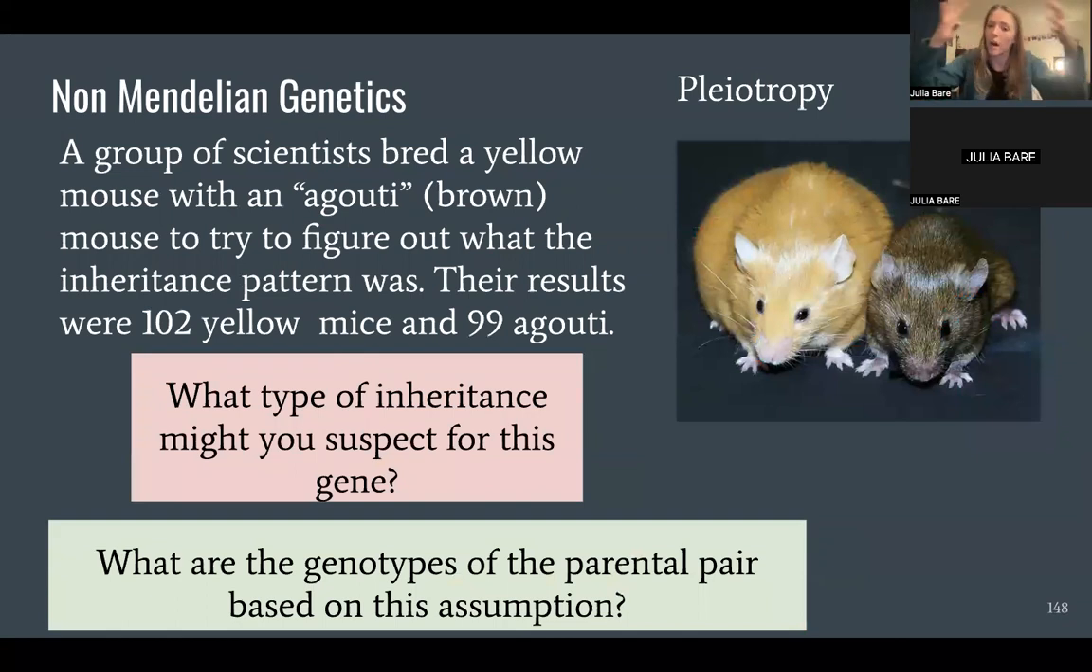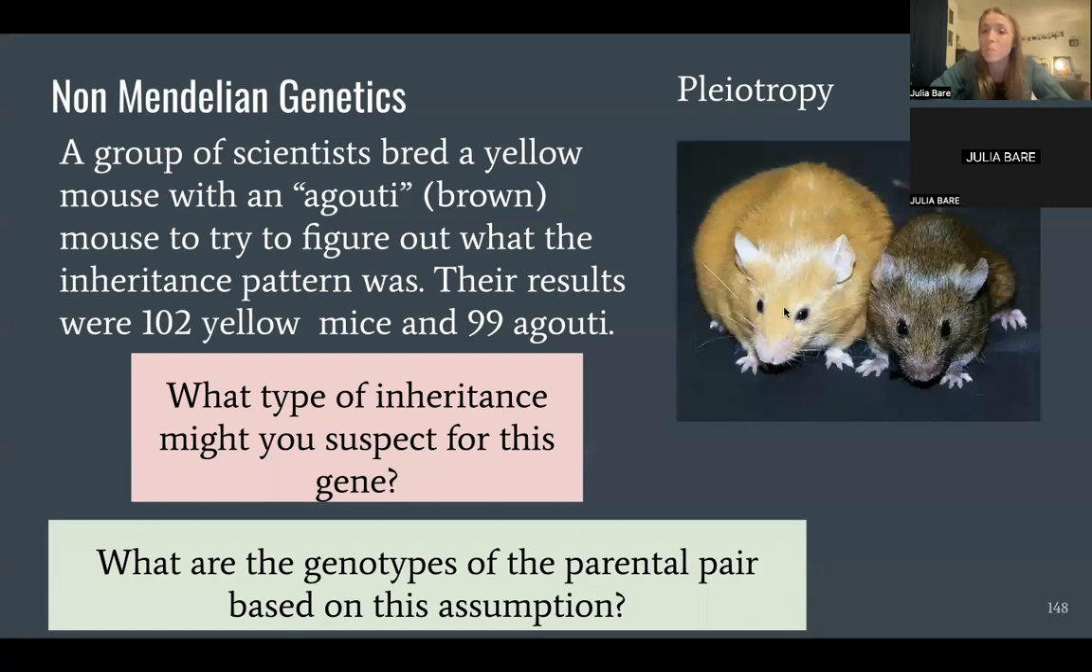We're going to combine a lot of information into this example, so I want you to be paying attention to ratios and determining phenotypic and genotypic ratios, okay? So a group of scientists bred a yellow mouse with an agouti or a brown mouse. The reason it's not just called a brown mouse is because these yellow mice actually have some kind of problematic characteristics. Along with the yellow coat color, they also have obesity, heart disease, and some health issues associated with this yellow coat color.